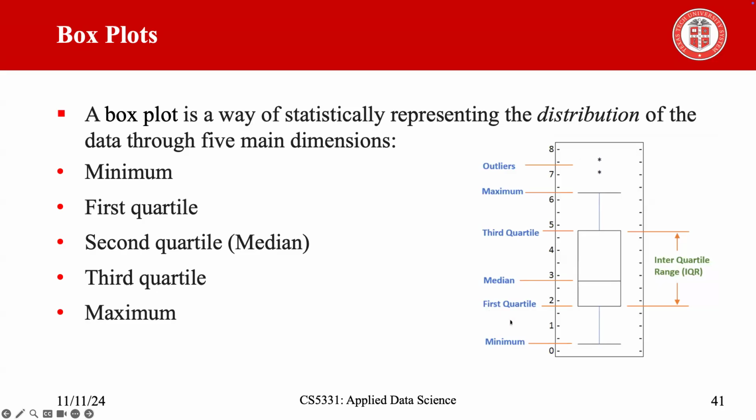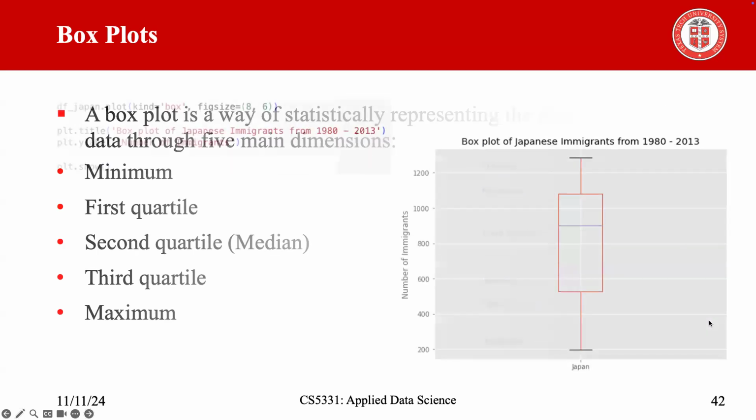And second is the first quartile, and then the median, the third quartile, and the maximum value. So this is all the things we can get from a box plot. We can get this information so that it will be very clear for us to get the statistical data.